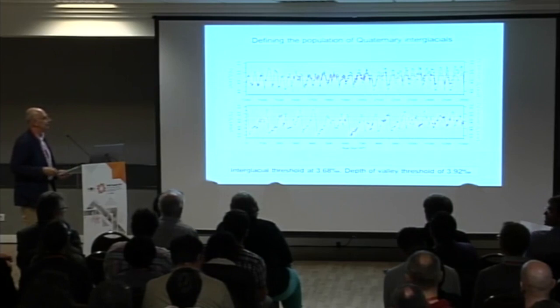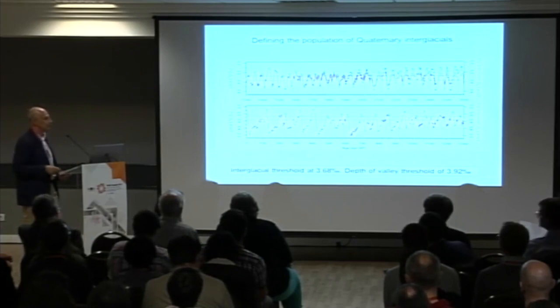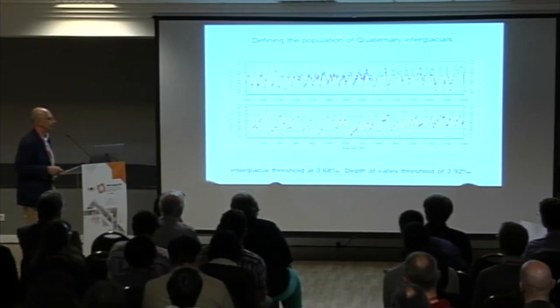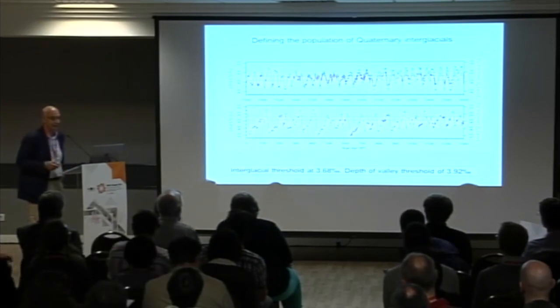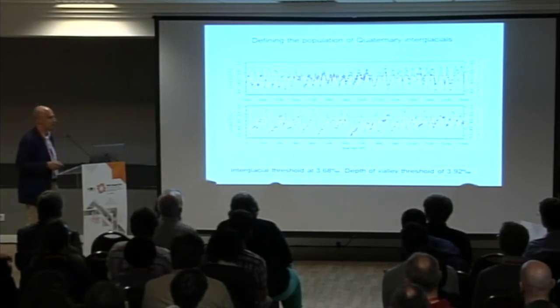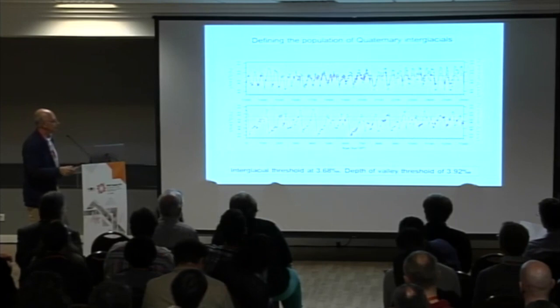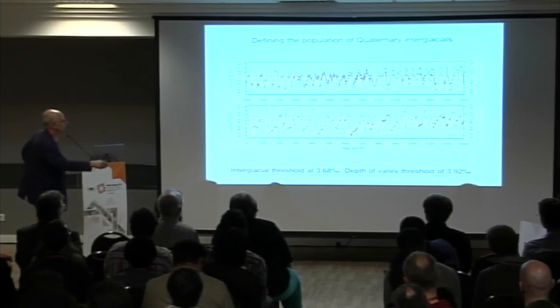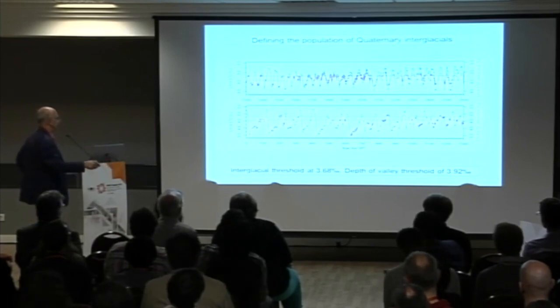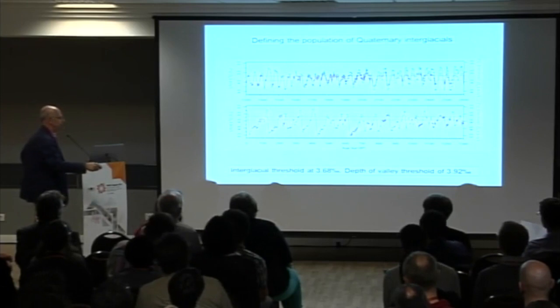Okay, first, we need to define the population of Quaternary interglacials. And we use the Lisiecki-Raymo curve again for the entire Quaternary because we simply do not have an independent sea level curve for the entire period. An interglacial is defined as a period when its isotopic minimum exceeds a threshold here.